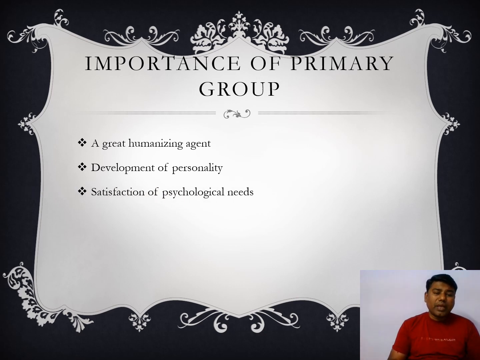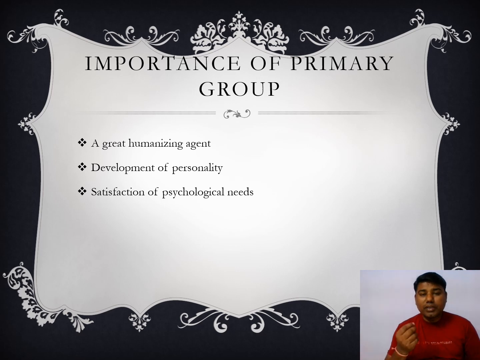Thirdly, primary groups fulfill the psychological needs of the people. Now, Maslow has talked about the needs, the theory of Maslow, but we are not going to talk about that. Maybe in some other lecture, I shall talk about Maslow's theory of needs. But if you look at primary group, individuals get their immediate satisfaction, mental happiness, contentment, and security in the primary group. When we are within the primary group, we feel very much secure.